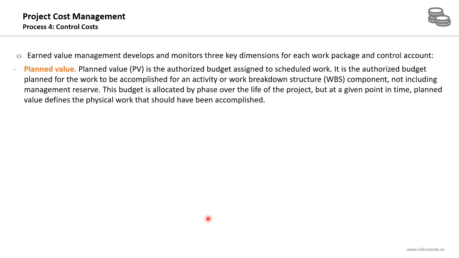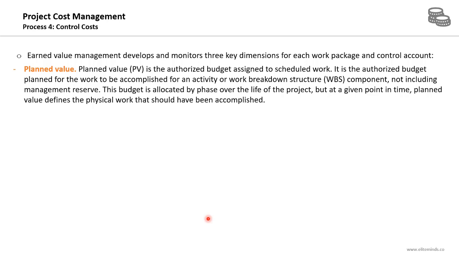It is the authorized budget planned for the work to be accomplished for an activity or work breakdown structure component, not including management reserve. The budget is allocated by phase over the life of the project, but at a given point in time, planned value defines the physical work that should have been accomplished. So the planned value is a value you will obtain from the planning.